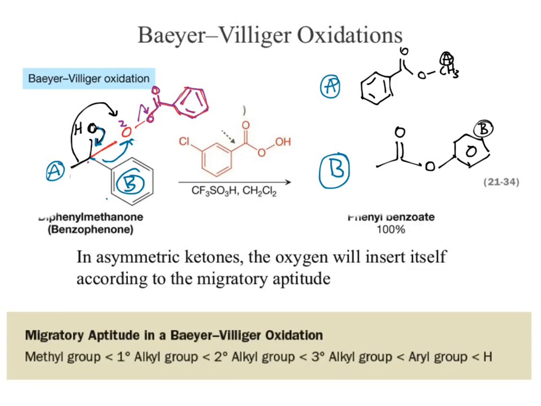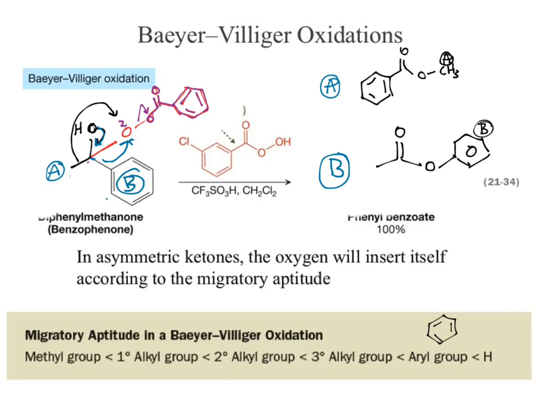What is happening in our migratory aptitude? Hydrogen, very likely to migrate. An aryl group is next most likely to migrate. What is an aryl group? An aromatic structure, which we officially haven't talked about. A benzene is an aryl group. So aryl groups are more likely to migrate than hydrogens. Tertiary, more likely to migrate than secondary, more likely to migrate than primary, more likely to migrate than methyl.